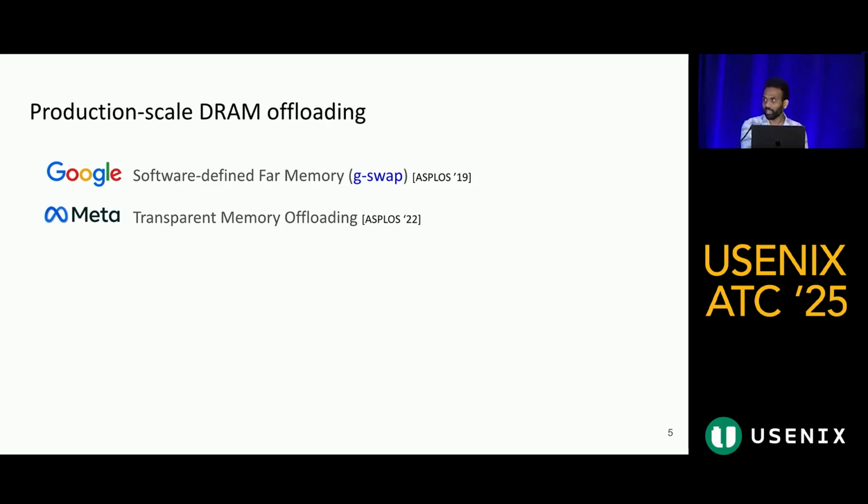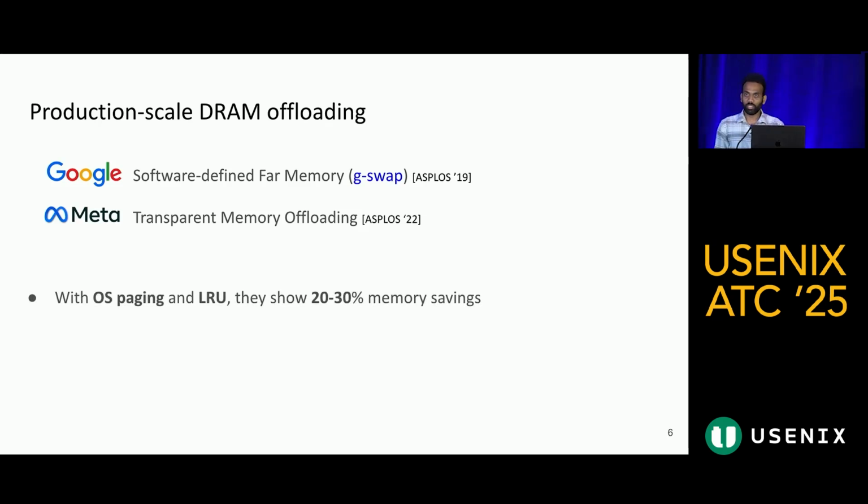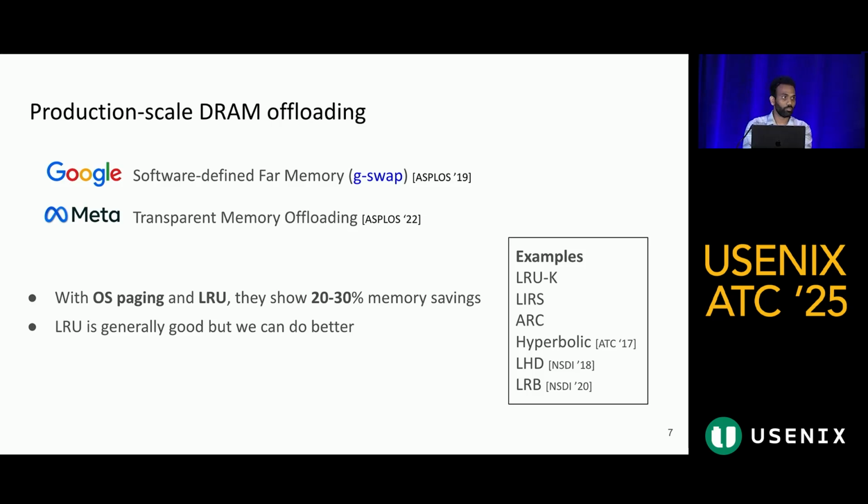So naturally, there have been production deployments at hyperscalers like Google and Meta, where they do have systems doing this at large scale. To offload cold data, these systems employ OS paging mechanisms that already exist, that are designed to transparently offload pages to swap. And to find cold data, they reuse these LRU approximations that are available in the Linux kernel. Well, LRU is generally good when you are trying to be workload agnostic, but we can definitely do better if you know something a little bit more about the workload.